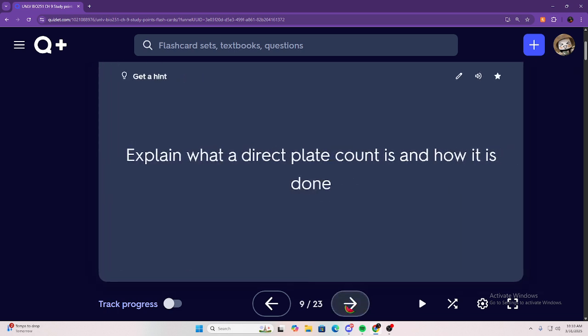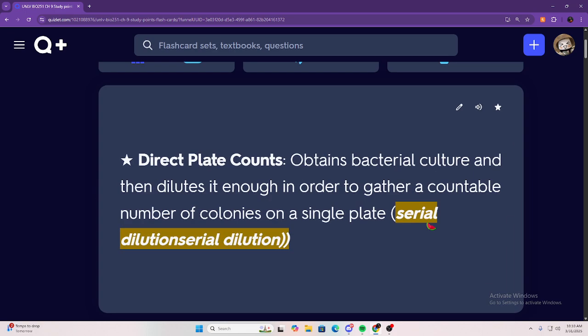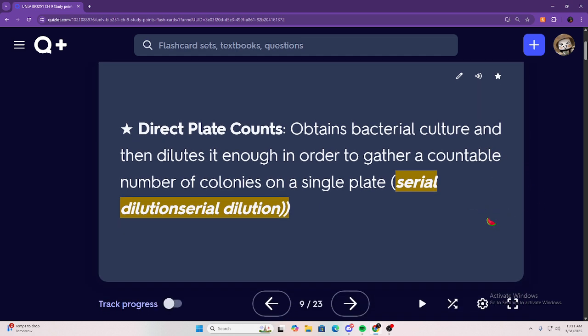Explain what a direct plate count is and how it is done. So a direct plate count is basically where we obtain that bacterial culture, like I said before. We plate it on agar plates enough times to dilute it enough to gather a countable number of colonies. And this is called a serial dilution.